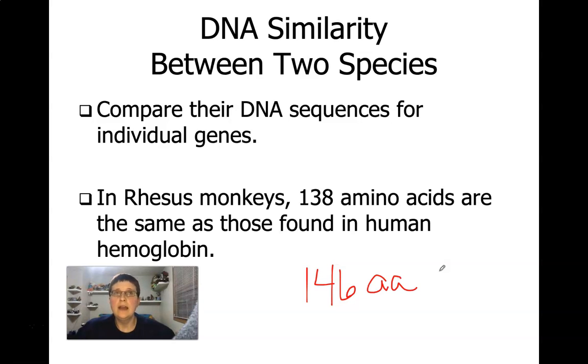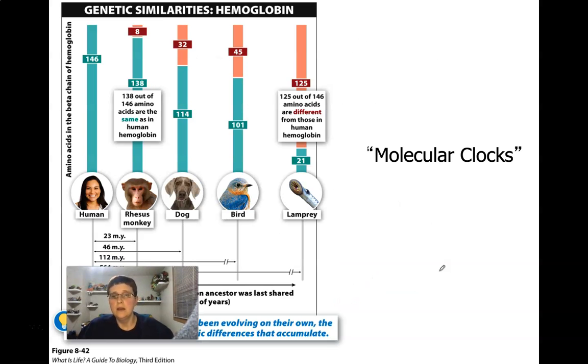Okay. And if you think about that, that's pretty good, right? That's a lot in common. 138 out of 146. That means that only like, what, 8 of them are different. And so that indicates that we're probably pretty closely related to rhesus monkeys. And so they did that with other organisms. So I'm going to show you now what the data was.